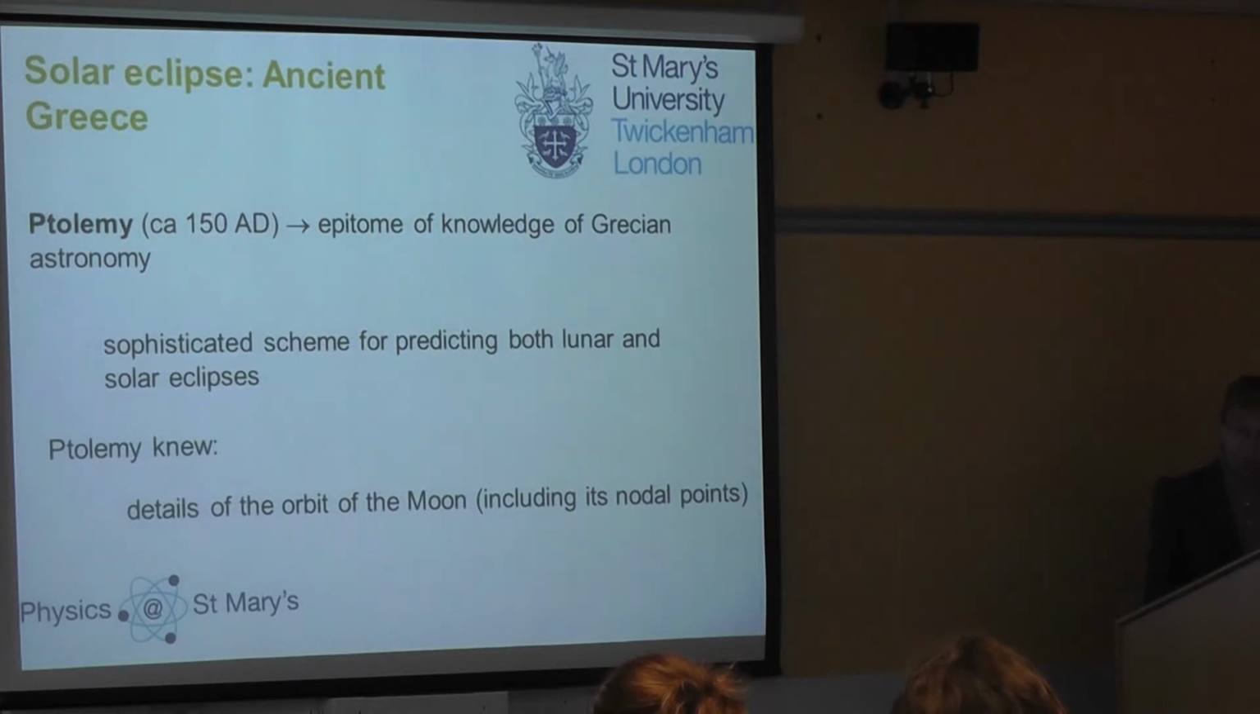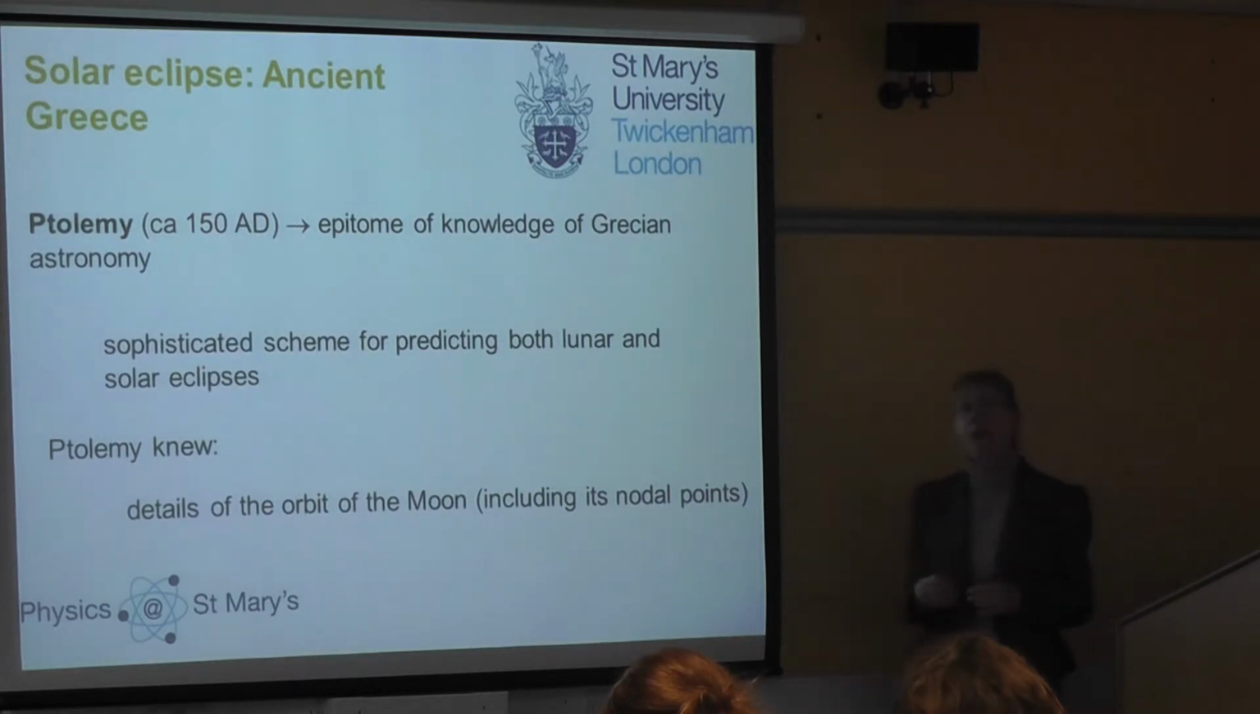So the problem is that even if Ptolemy was good, the sort of knowledge he had was not enough to predict the solar eclipses very, very precisely.